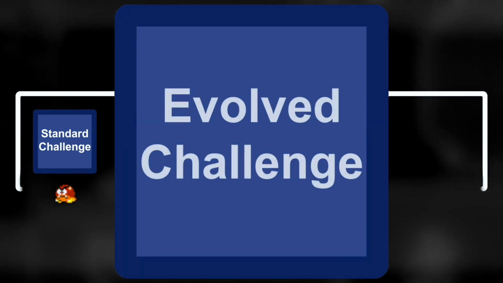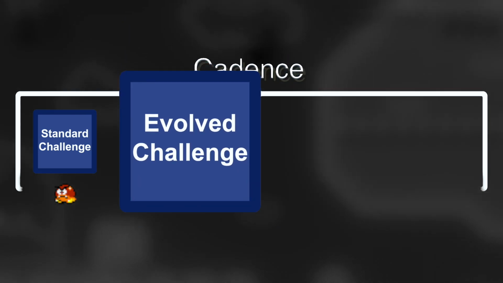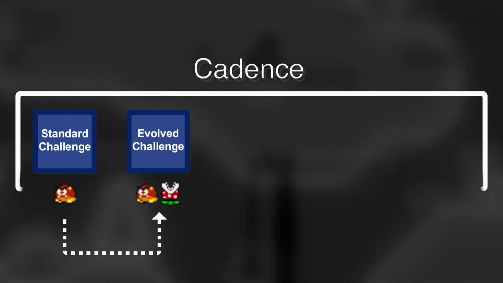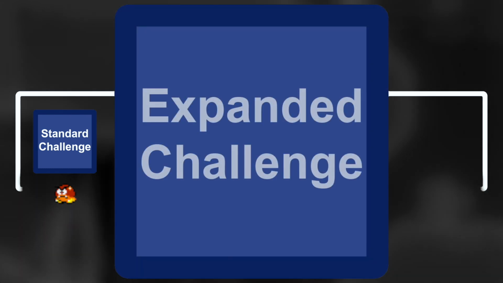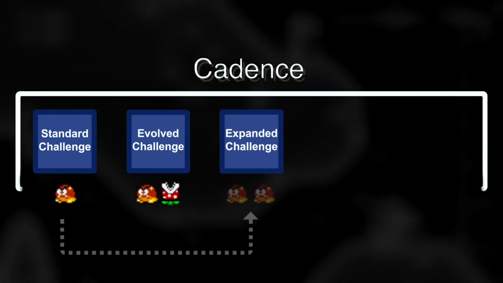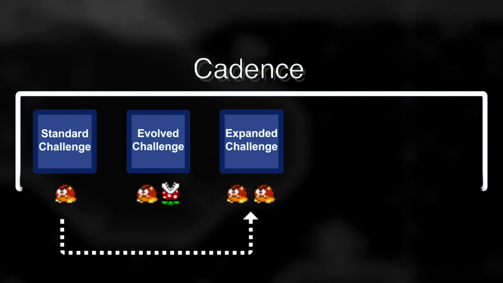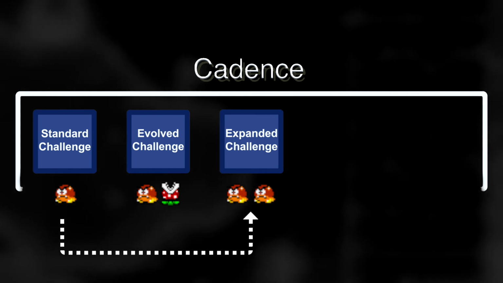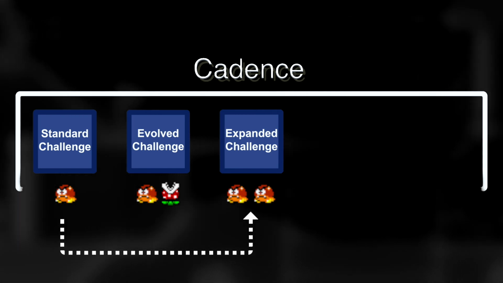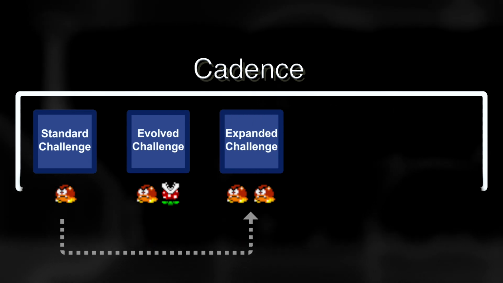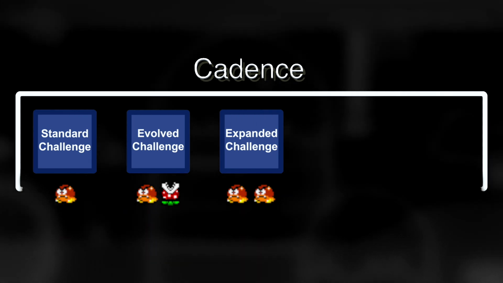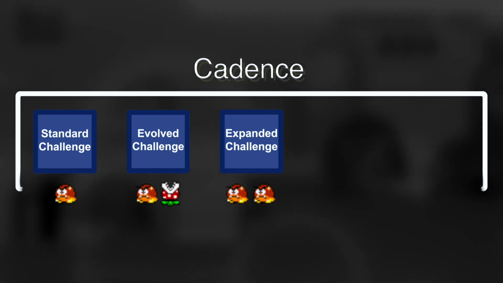We will introduce the first challenge of the cadence, called the standard challenge, in its most basic form. We then evolve the standard challenge in some way to add variety. We then expand the standard challenge or the previous evolved challenge to add more that must be overcome to complete the challenge. Now, we have a couple options for how to end the cadence.